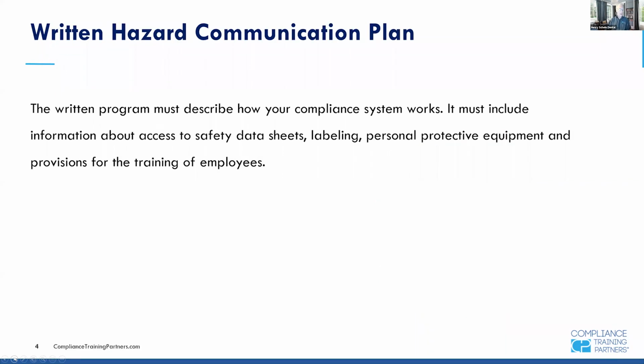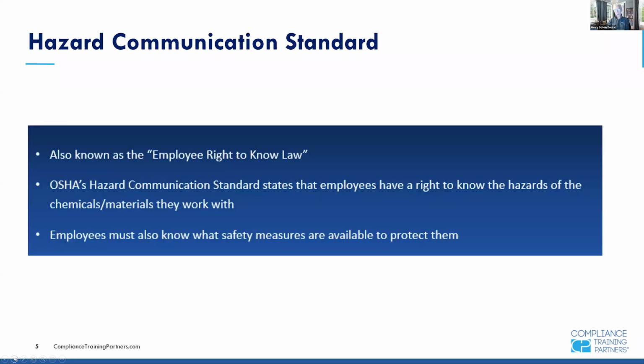And of course, one of the main things in a written program is a written hazard communication plan. And that's a program that's going to describe how your hazard communication program works. What about access to data sheets and labeling and personal protective equipment? How do you train employees? Now, one of the things that you want to know is this hazard communication standard is also known as the Employee Right to Know Law. So basically, it means employees have a right to know what they're working with, how to protect themselves, what sort of safety measures are available.